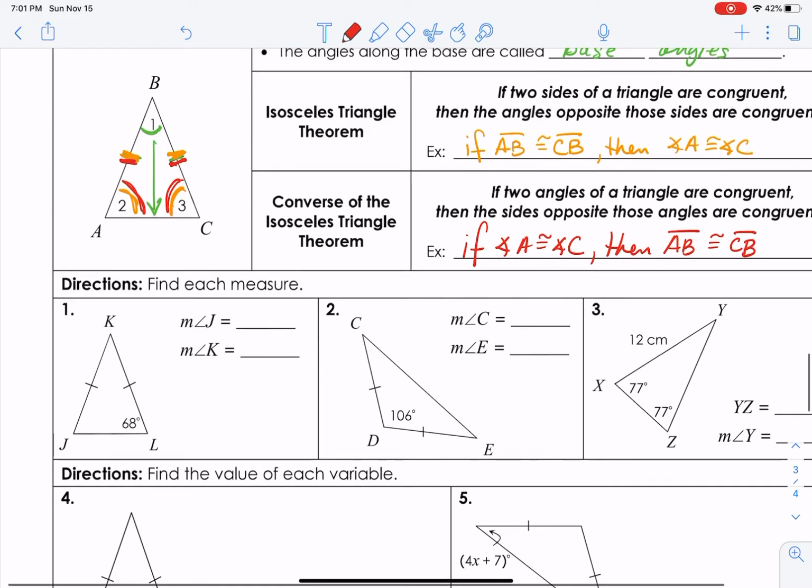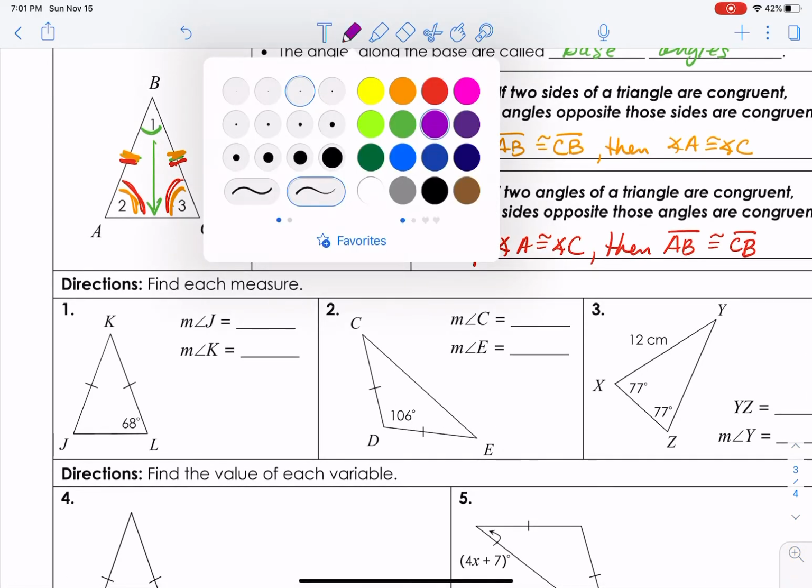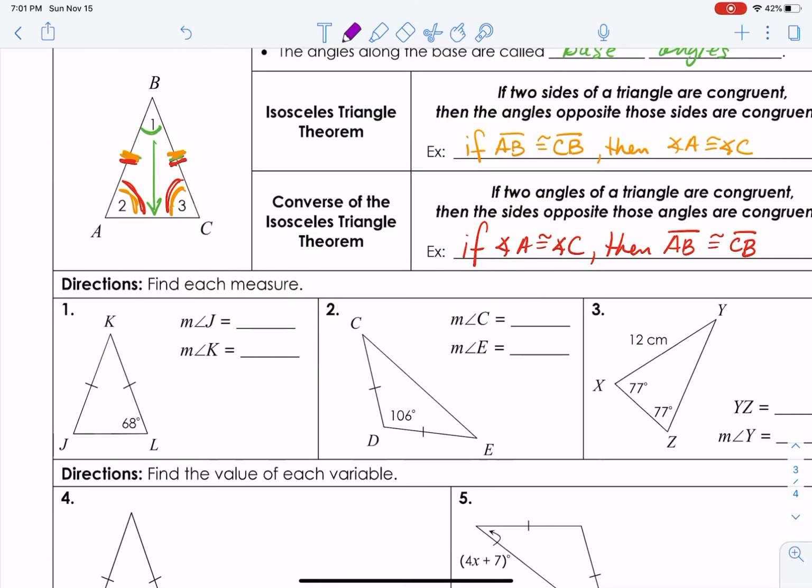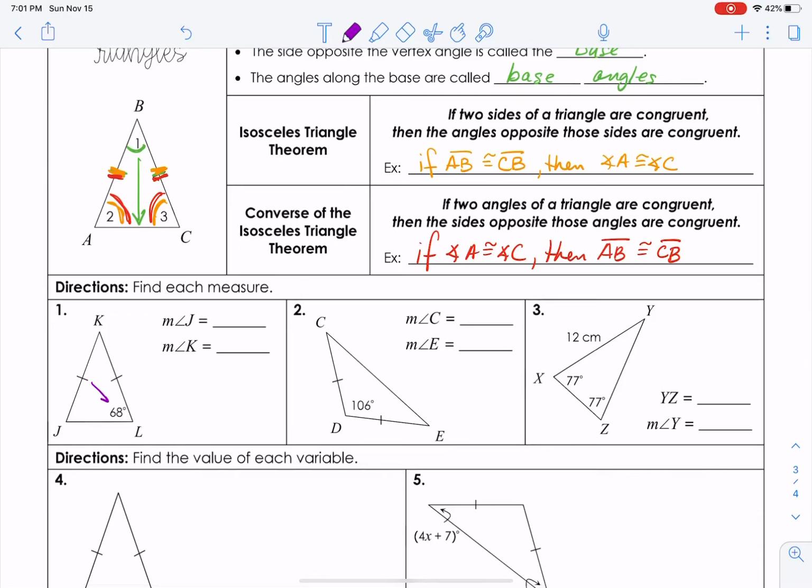So to use those theorems and apply them to triangles, we're going to start with this basic one in number 1. And because this is the angle across or opposite the congruent side, that means this is 68. So J is 68. And to find K, it's 180 minus 68 minus 68, which is 44. And that comes from our triangle sum theorem.